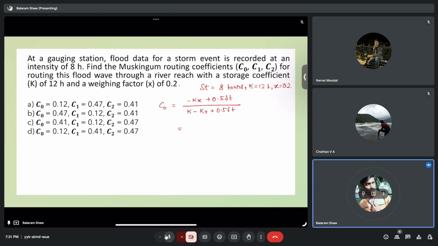12 into 0.2 plus 0.5 into 8, divided by 12 minus 12 into 0.2 plus 0.5 into 8. You guys also do it and tell me how much you're getting.